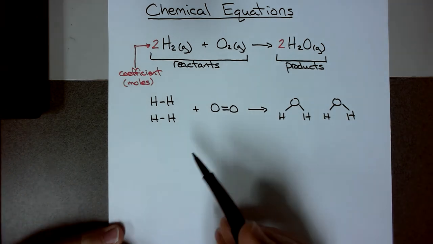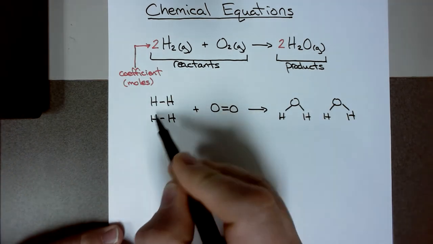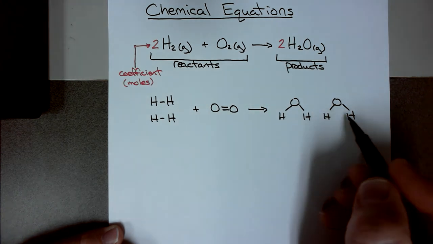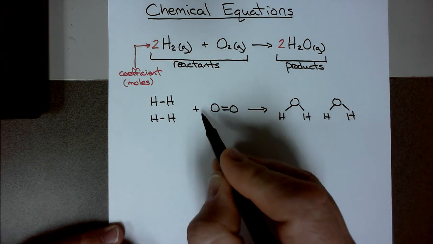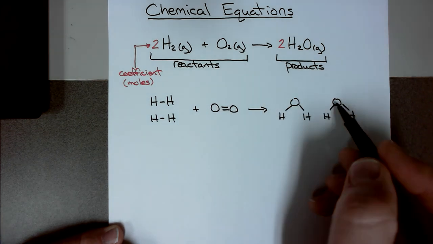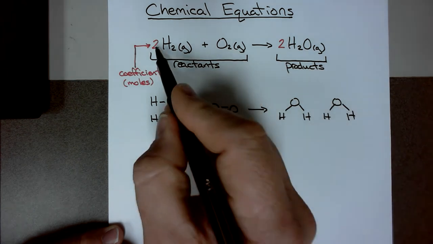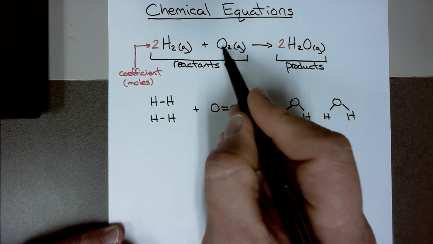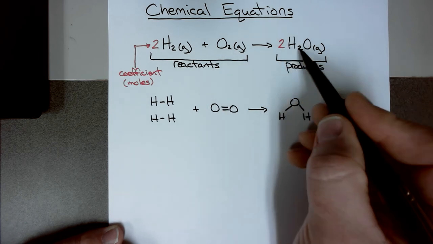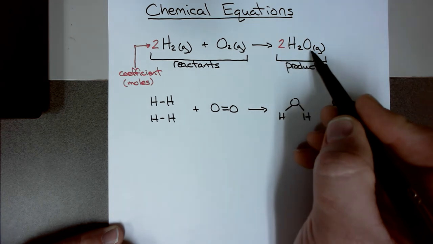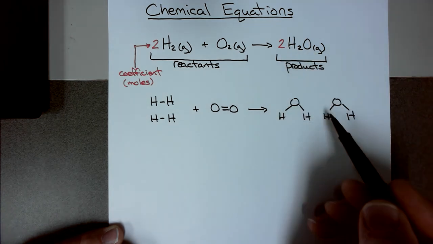So if you'll notice, in this case I've got 1, 2, 3, 4 hydrogens. On this side I have 1, 2, 3, 4 hydrogens. On the reactant side I have 1, 2 oxygens. On the product side I have 1, 2 oxygens. Or I can look at it as 2 times 2 is 4 hydrogens, 1 times 2 is 2 oxygens, 2 times 2 is 4 hydrogens, and then 2 times 1 is 2 oxygens. And so that's how it looks.